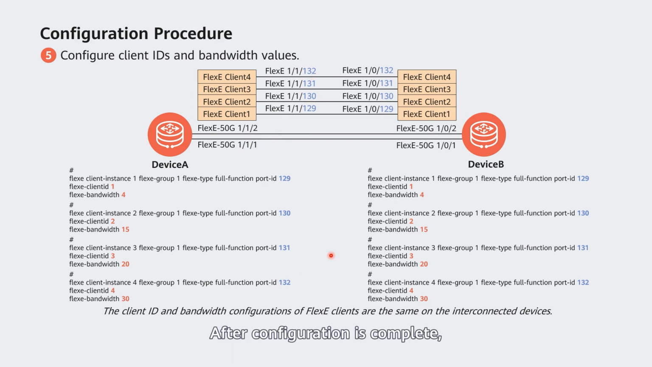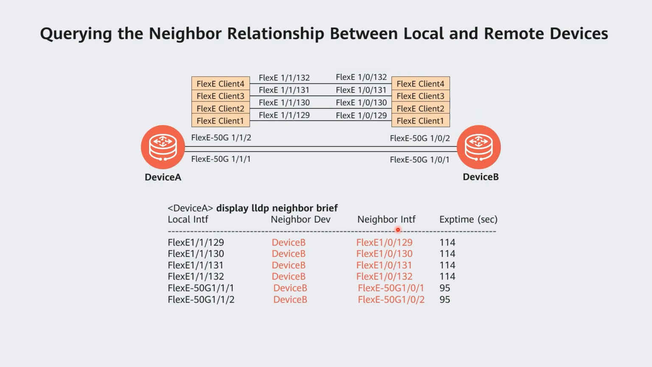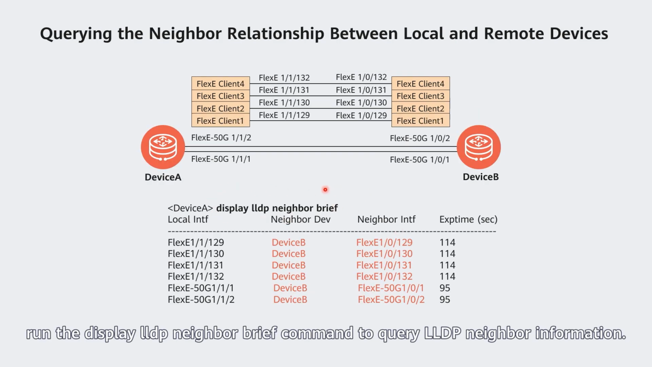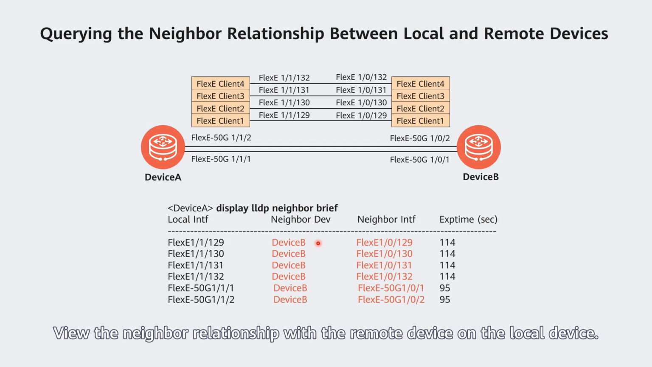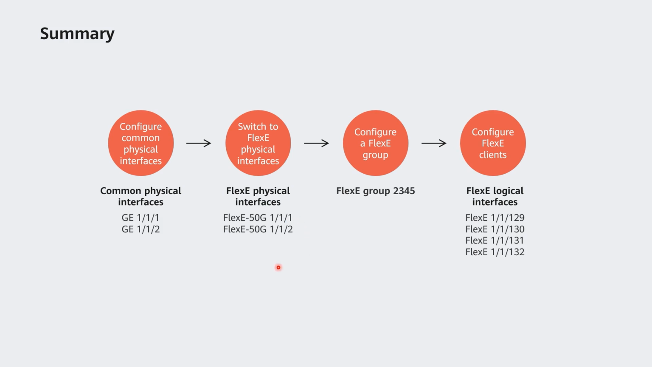After configuration is complete, run the command to check that the FlexE physical and logical interfaces are up and obtain the bandwidth values of the logical interfaces. In addition, run the display LLDP neighbor brief command to query LLDP neighbor information. View the neighbor relationship with the remote device on the local device. Configuration and verification of FlexE interfaces are now complete.